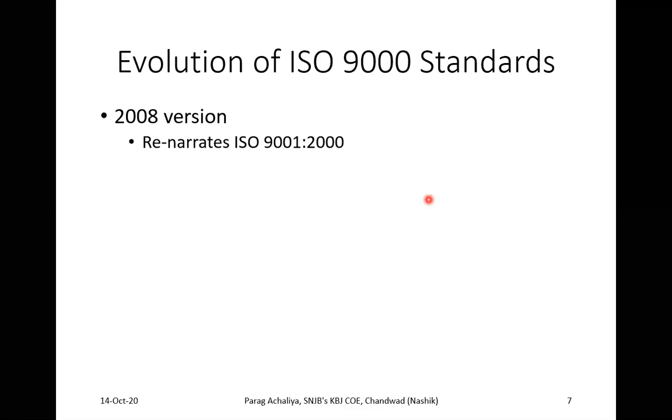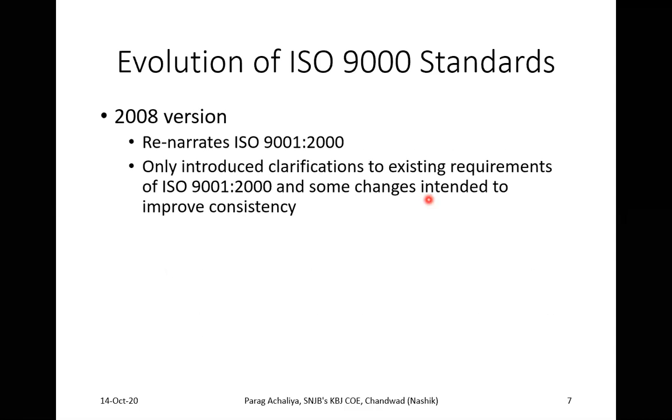Then the 2008 version, it was renamed as ISO 9001:2008, and only introduced clarifications to the existing requirements of 9001:2000 and some changes intended to improve consistency. What was focused on in 2008? In 2008, they mainly focused on improving consistency. There should be the proper output, and that output should be consistent. That was the focus of the 2008 version.